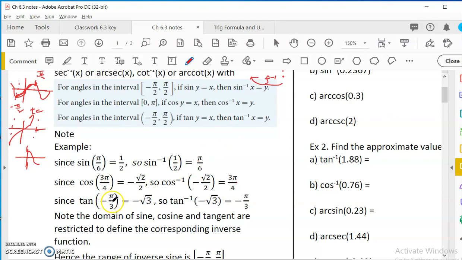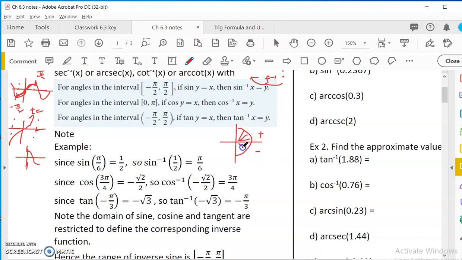So negative pi over 3 is actually the same as 5 pi over 3. That's why it's equal to negative root 3. And because this is in the restricted domain, I can say inverse tangent of negative root 3 would give back negative pi over 3. So basically for sine and tangent, you use this part of the unit circle, this is the positive angle and this is the negative angle, to do the inverse.